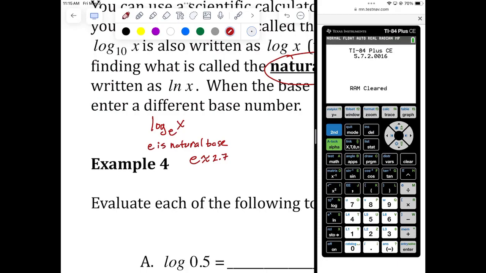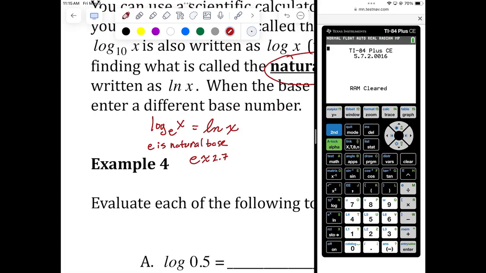That's the natural base. It occurs so often that we give it a new name. And I always write it in cursive so that they stay connected. ln of x is how we read that. We read that as the natural log of x. It's from the Latin logarithmic naturalis. That's how it is in Latin. So that's where we get ln.